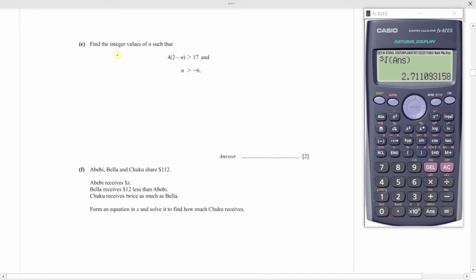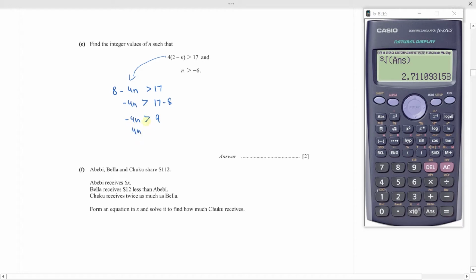So the next part is find the integer values of n such that 4 into 2 minus n is greater than 17 and n is greater than minus 6. So we will simplify this first. We already know that n is greater than minus 6. So let's see what inequality we get from this. If I open the bracket, I will get 8 minus 4n is greater than 17. I can take this 8 to the other side. I will get minus 4n is greater than 17 minus 8. Minus 4n is greater than 17 minus 8, which is 9. And then I can multiply by negative 1 on both sides. So I get positive 4n here.